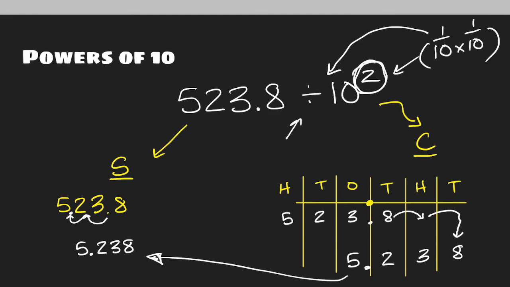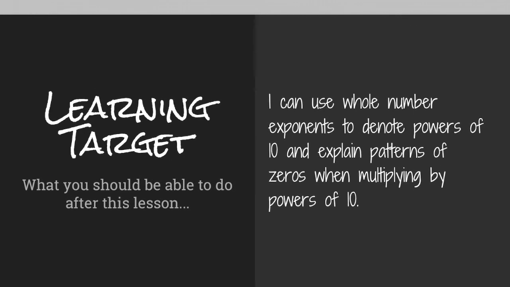So that's a wrap for today. Hopefully you have a little bit better understanding of how to use whole number exponents and be able to explain how those zeros impact the way numbers shift on a place value chart.